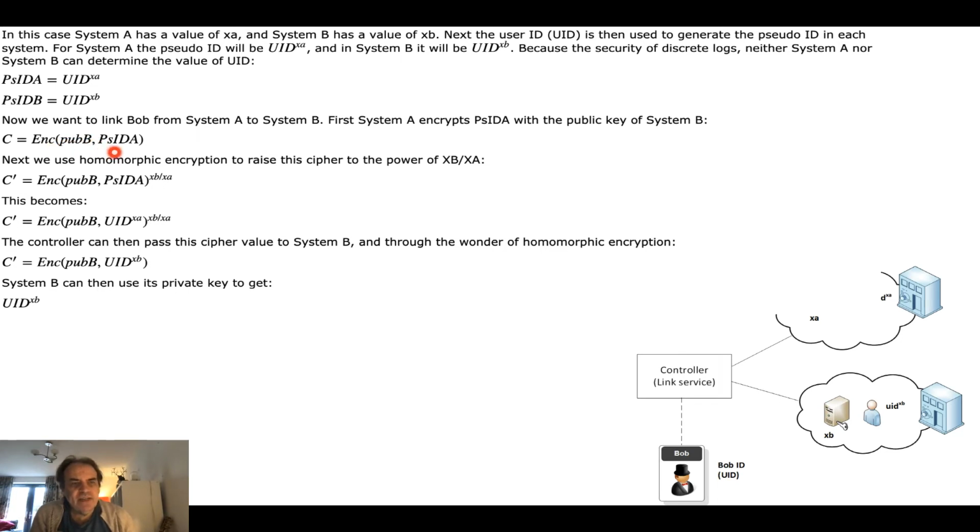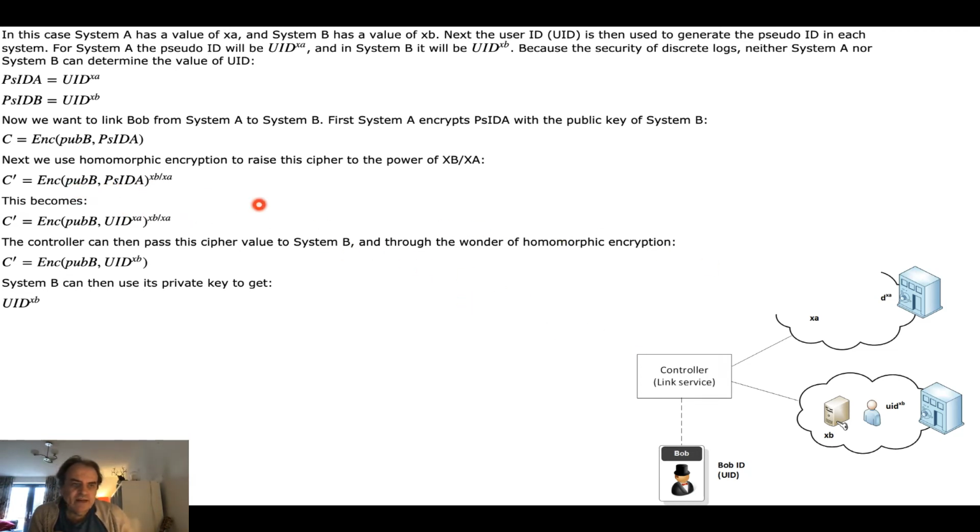So the first thing that we do is that we take the ID from here, from system A, and then we encrypt it with the public key of system B. So in this case, we'll use the RSA public key to be able to encrypt the pseudo ID that we see in system A.